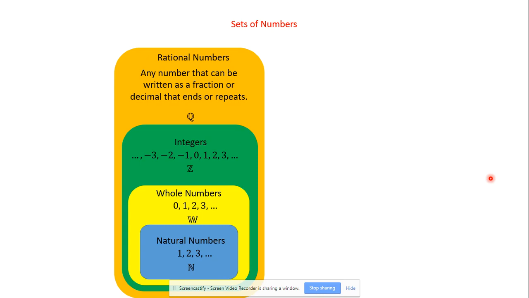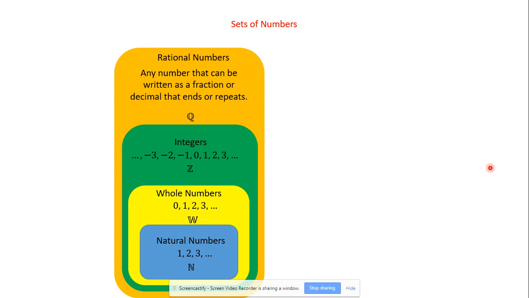And so notice, again, the natural numbers are a subset of the whole numbers, which are both subsets of the integers, which are both subsets of the rational numbers, because we can write these as fractions. 2 over 1, that's a fraction.